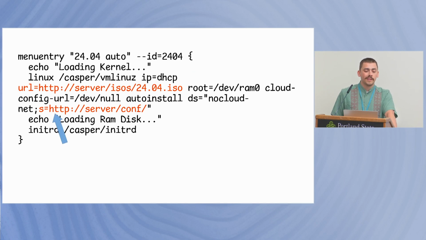The next one is this s equals parameter. S here stands for seed from, not source. You could write seed from if you want, but it takes up more space on the slide. And this is the path on the network where Subiquity will look for the config files. These are the config files that Subiquity will use to actually build your final server. These two red pieces of text here are the only thing that will really change from one menu entry to the other. And also the ID, because otherwise Grub will complain.